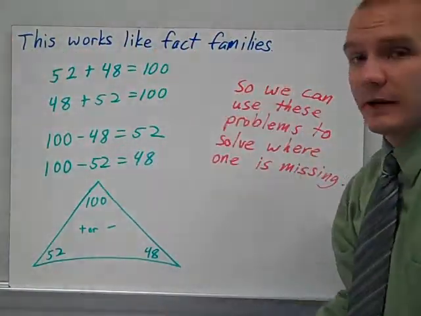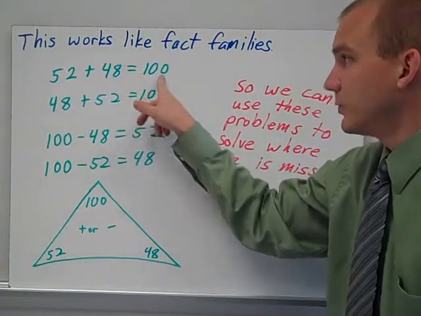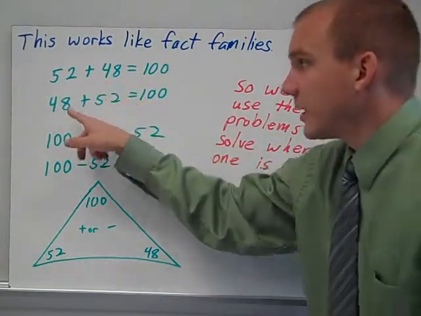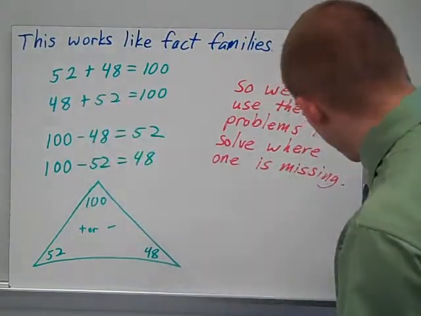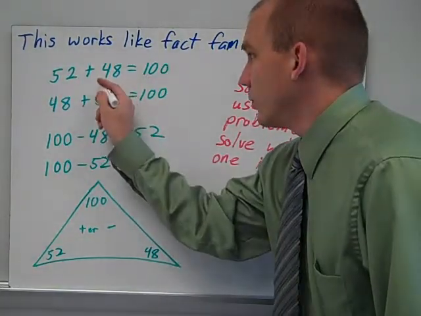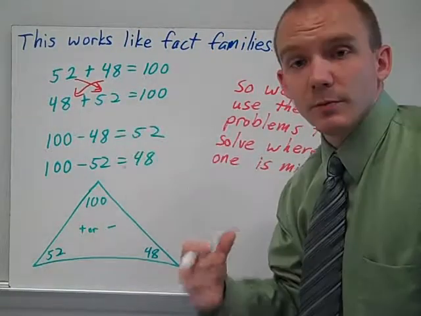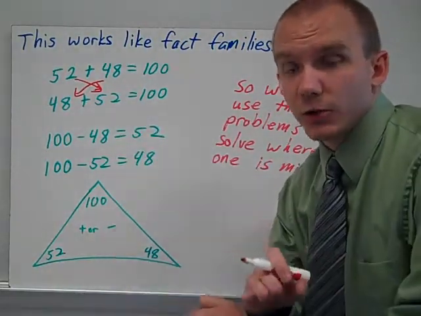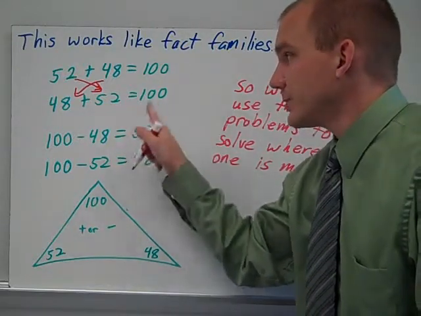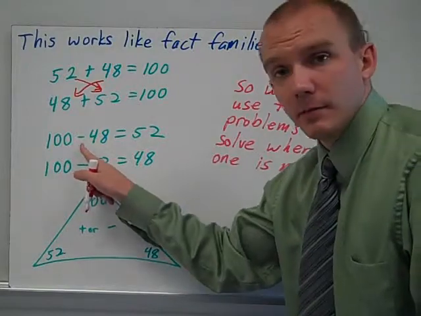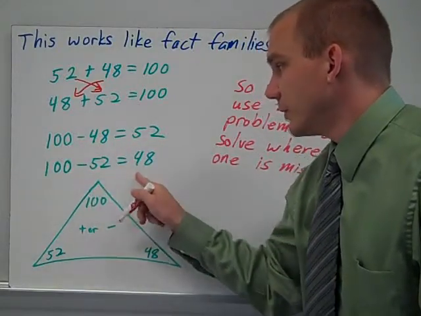This works like fact families. So you have 52 plus 48 equals 100. That was the blank. And then you have 48 plus 52 equals 100. You can just switch these two. 48 comes here, 52 goes there. It's because the addition is commutative, meaning that you can switch the order and it doesn't matter. Your sum is still the same. And then you can switch to subtraction. 100 minus 48 equals 52, and 100 minus 52 equals 48.